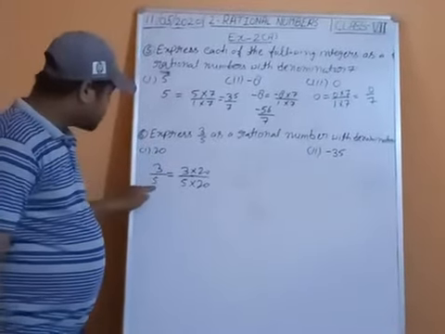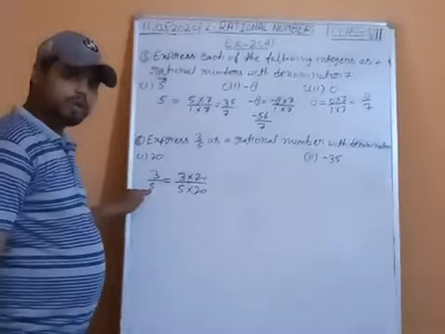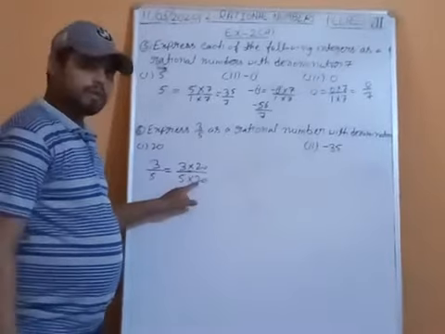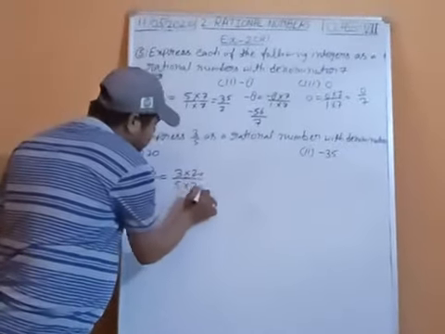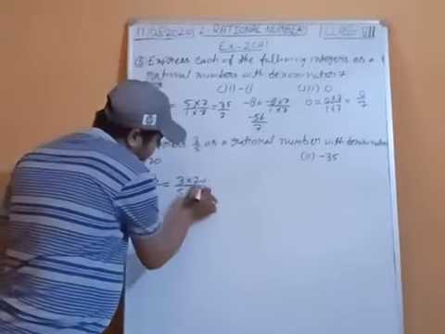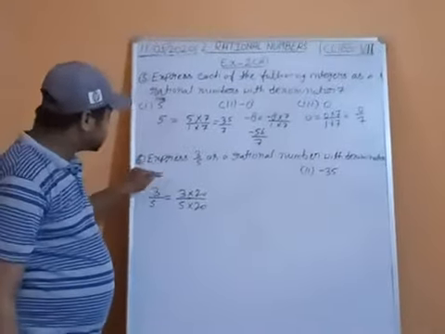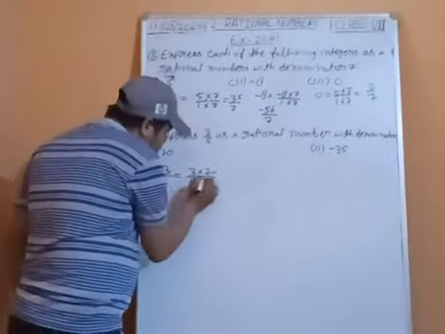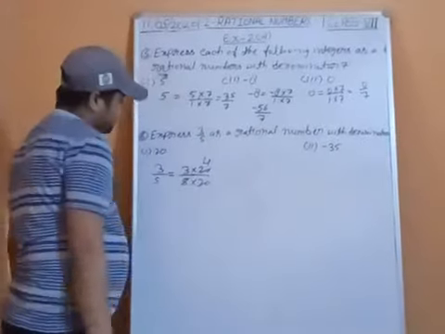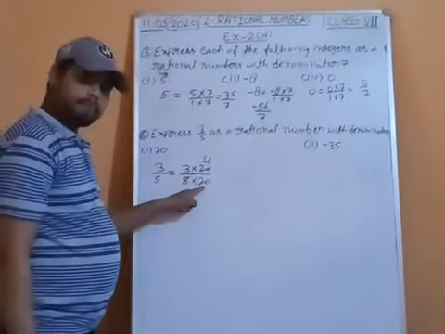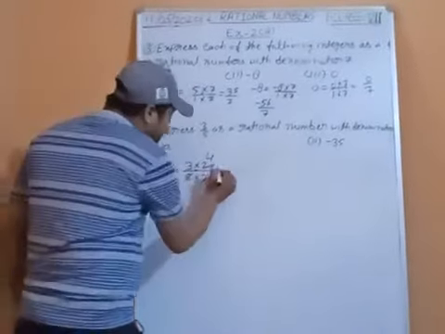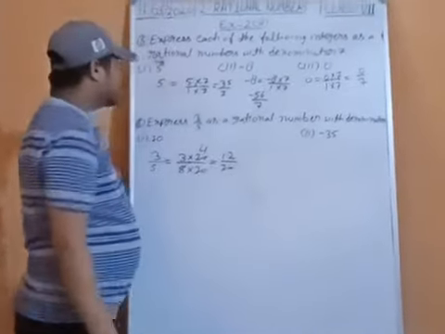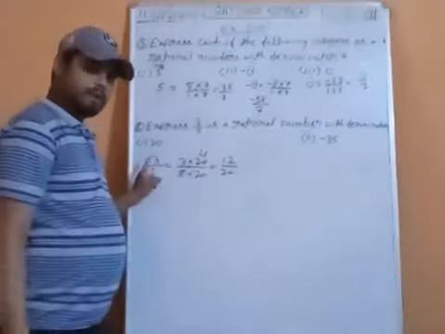So for 3 upon 5, the denominator should be 20. We will not touch this 20; we keep it as it is, because we have to change this 5 into 20. So we divide 20 by 5, which gives 4. 4 threes are 12 upon 20. Now you can see the denominator is 20.